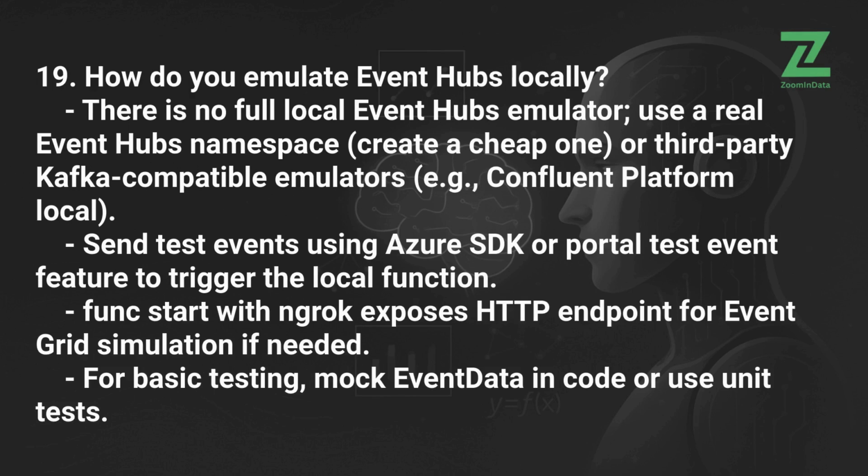19. How do you emulate Event Hubs locally? There is no full local Event Hubs emulator. Use a real Event Hubs namespace. Create a cheap one, or third-party Kafka-compatible emulators, e.g., Confluent Platform Local. Send test events using Azure SDK or Portal Test Event feature to trigger the local function. Func start with ngrok exposes the HTTP endpoint for Event Grid simulation if needed. For basic testing, mock event data in code or use unit tests.